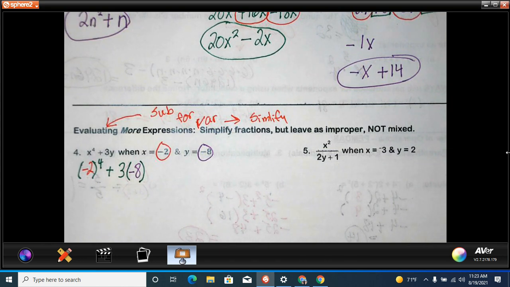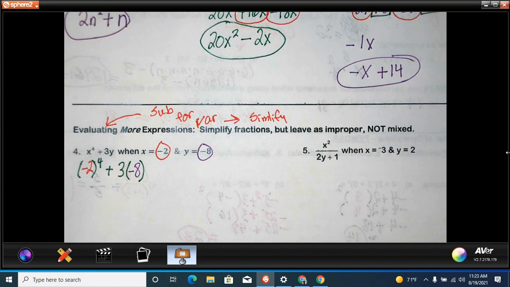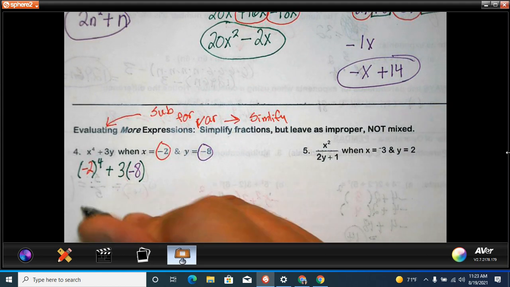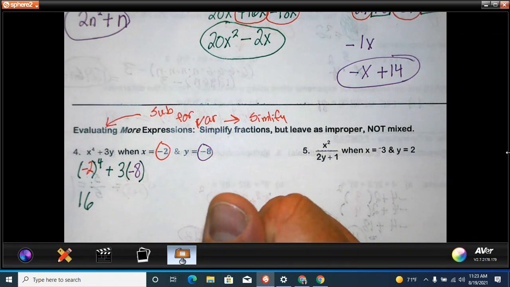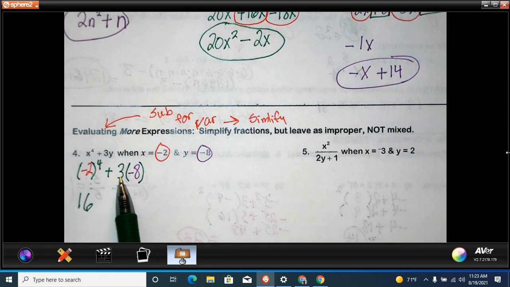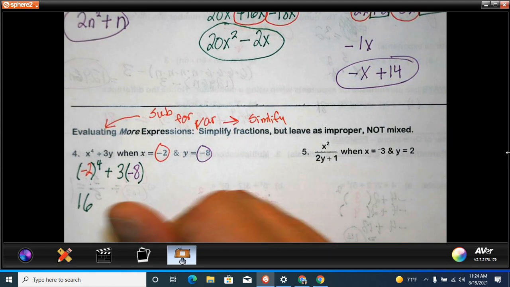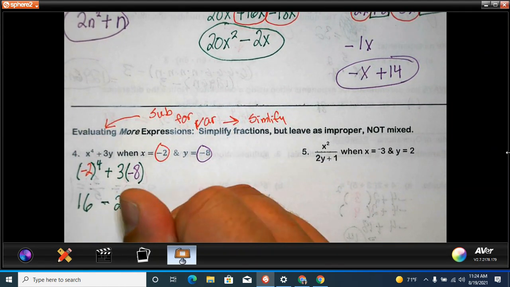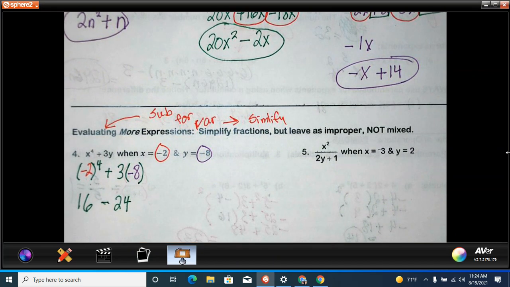Okay, negative 2 to the fourth. So I got negative 2 times negative 2 is positive 4 times negative 2 is going to be negative 8 times negative 2 is a positive 16. Positive 3 or plus 3 times negative 8, negative 24. Combine those, I get negative 8.